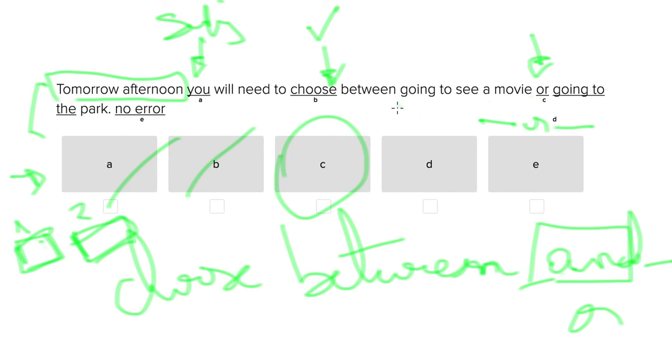Going to the park, well, there's no problem there. There's parallelism between going to see a movie, so no problem, and obviously no error since we've already found something.